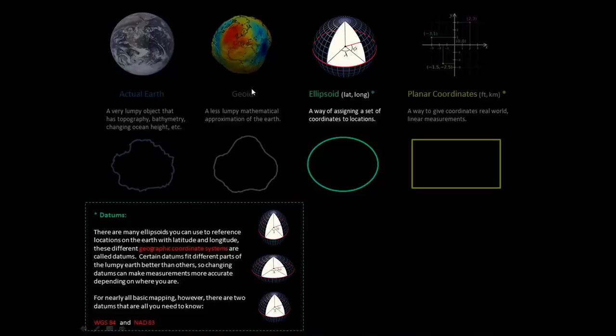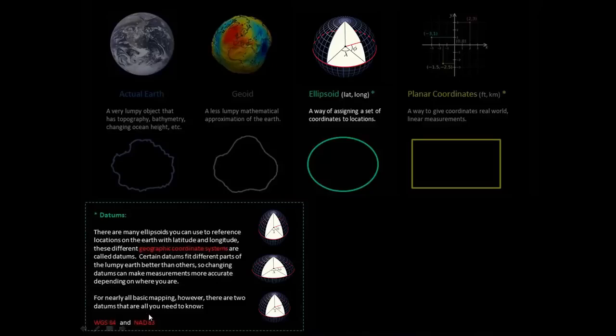There are lots of datums, but we're not going to be that worried about it. In general, we only use 2 datums, and this is all you should really worry about in terms of geographic coordinate systems. And the 2 datums that we use are WGS84, which tries to fit the entire world okay, as best as it can, and it stands for the World Geodetic System, and it was done in 1984.